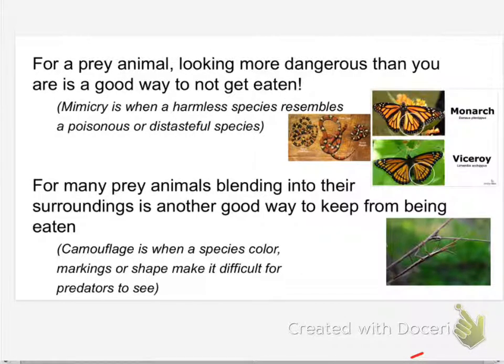Now this is one we're not going to spend a whole lot of time on. I would encourage you to actually take a picture of this. You know what camouflage is. You don't need to write that down. I'm going to flip this pretty quickly, so I would take a picture.